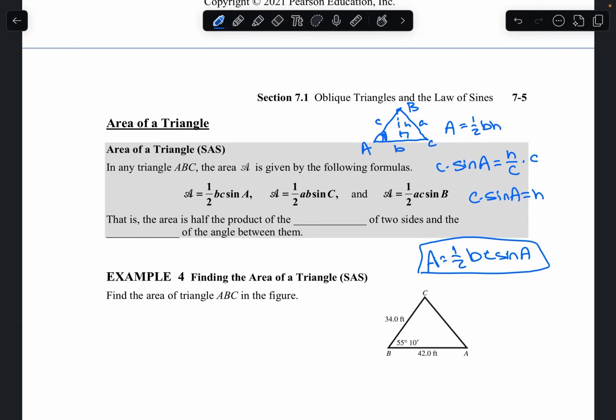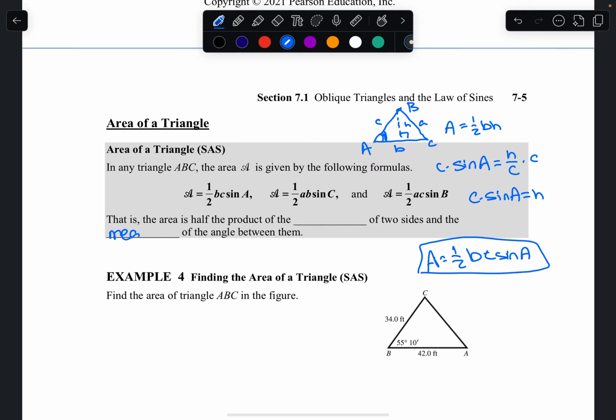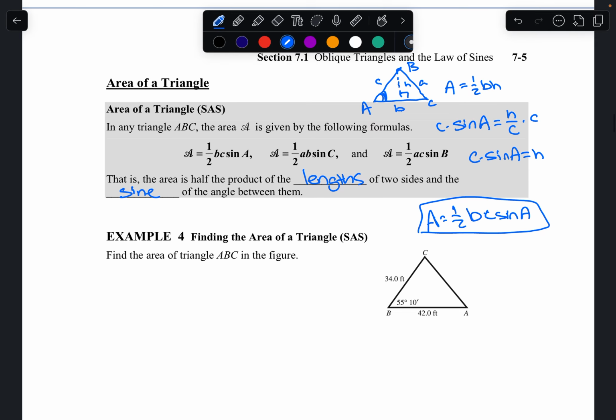So if we fill this out, it's 1/2 the product of the lengths of two sides and the sine of the angle between them.